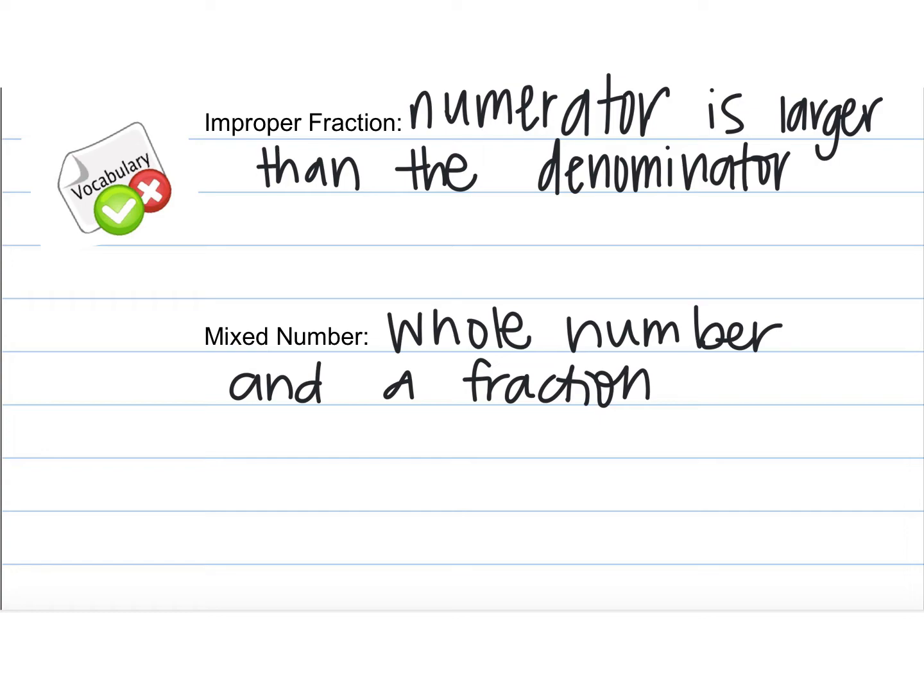We have a couple vocab words here, so make sure you have them written down. An improper fraction is when the numerator is larger than the denominator. Some examples of this: something like 17 thirds. The numerator, the top number, is bigger than the bottom number. 5/2, 3/1. These are all improper fractions.